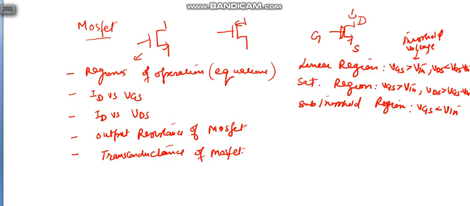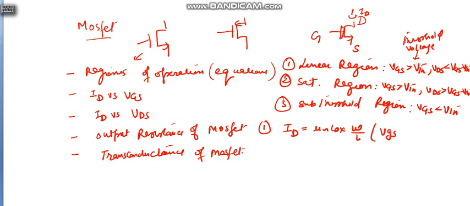So let's see the current equation ID for all these three regions. First one is linear region. In linear region, ID is given by mu n Cox W by L (VGS minus VTH) VDS minus VDS squared by 2. So this is the equation in linear region. Linear region is also known as triode region.